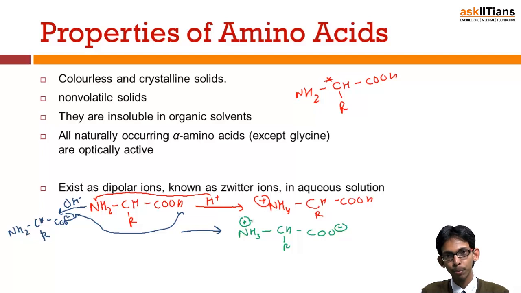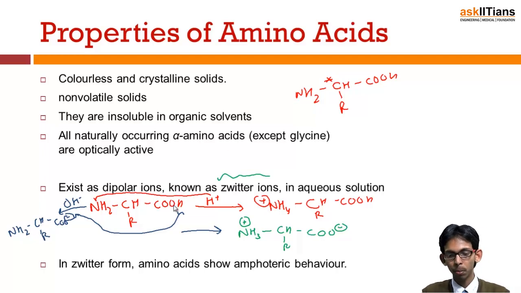So it will exist as a dipolar ion but still neutral, and this ion is known as zwitter ion, and the pH at which zwitter ion exists is known as isoelectric point. In acidic pH, this amino acid is attracted toward the negative electrode because it is positively charged. In basic pH, it is attracted toward the positive electrode because it is negatively charged. But at the isoelectric point, they are not attracted by any electrode because they have both charges but overall are neutral. The point at which an amino acid exists as zwitter ion, dipolar ion, is known as the isoelectric point.